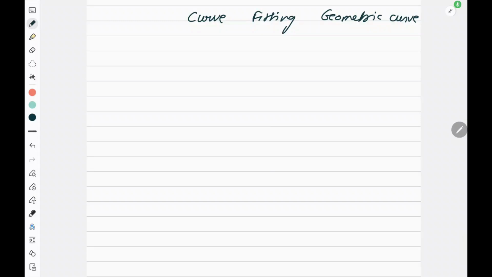Hello students, let us discuss the problems on curve fitting when you have a geometric curve. In my previous videos, I have discussed exponential curve, I have discussed straight line and I have discussed parabolic curve. Also, we are done with the correlation and regression.